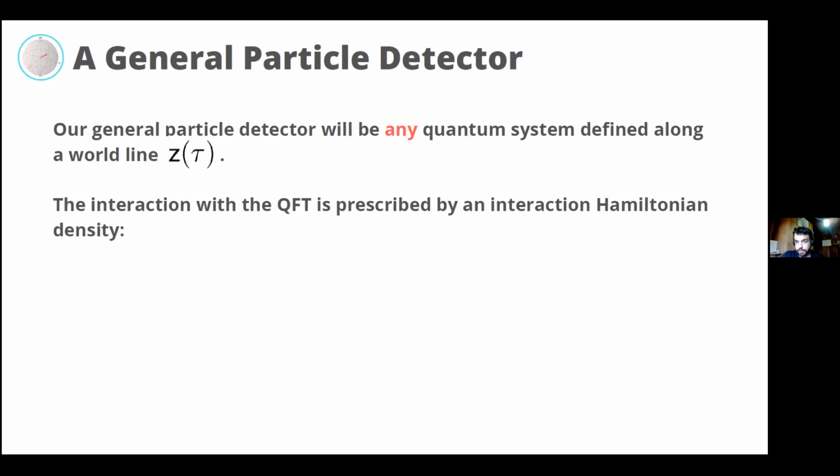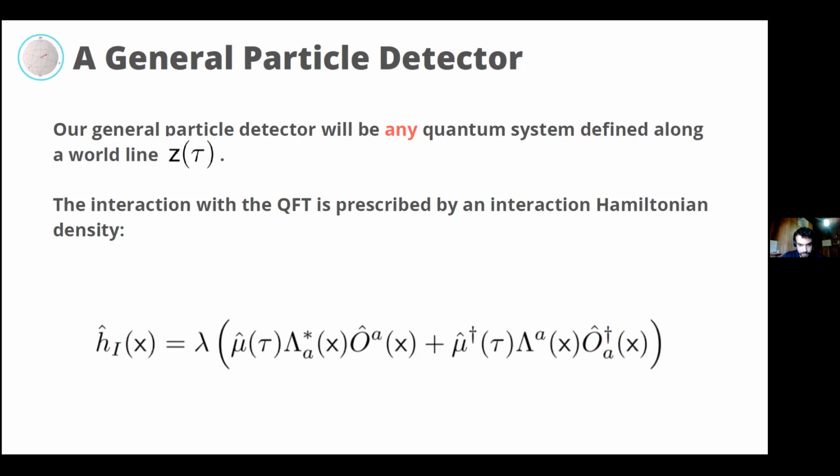Now, the interaction with the quantum field theory is prescribed by an interaction Hamiltonian density that looks like this, where I'm considering any operator O in a quantum field theory with any collection of Lorentz indices, again. The space-time smearing function, which is any function that is supported locally around the curve and has the same Lorentz indices as O in order to be contracted with it. So for example, if O is a spinor, this would be the barred spinor, or if O is a two-tensor, this would be a two-tensor, but with the indices down and so on. And this mu here is an operator in the quantum system. There are some conditions over it, but well, in principle, it could be any operator.